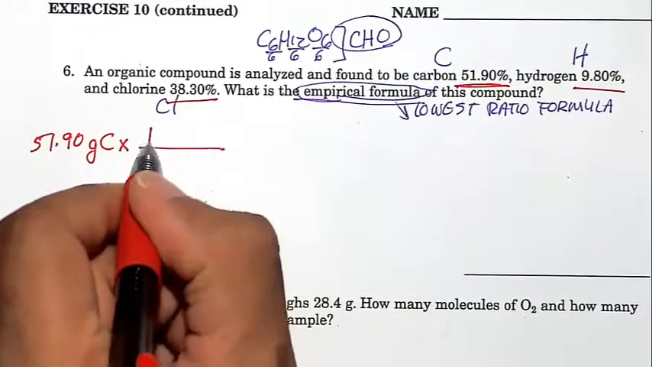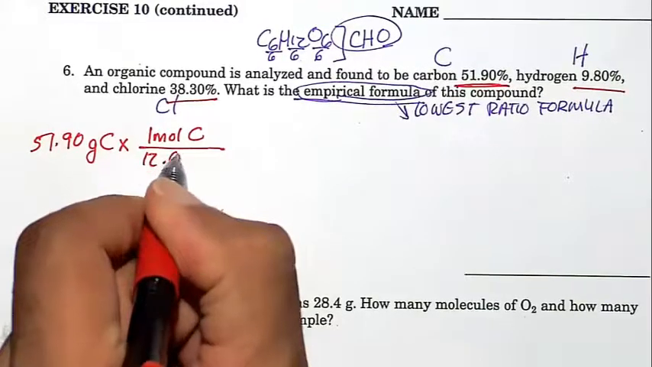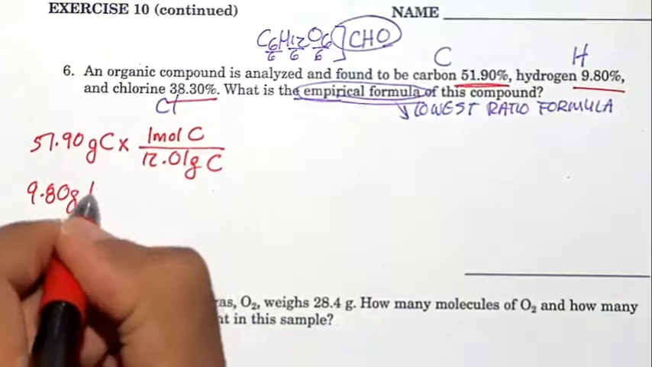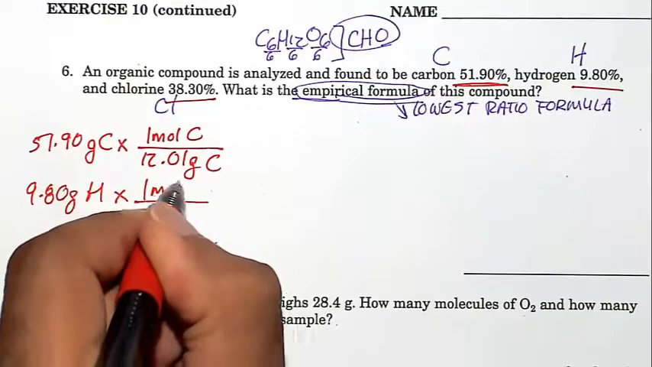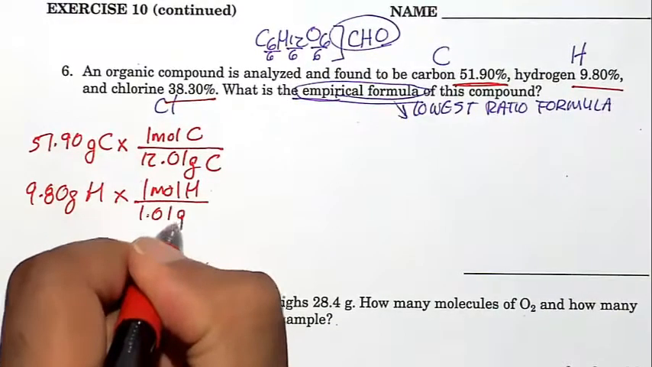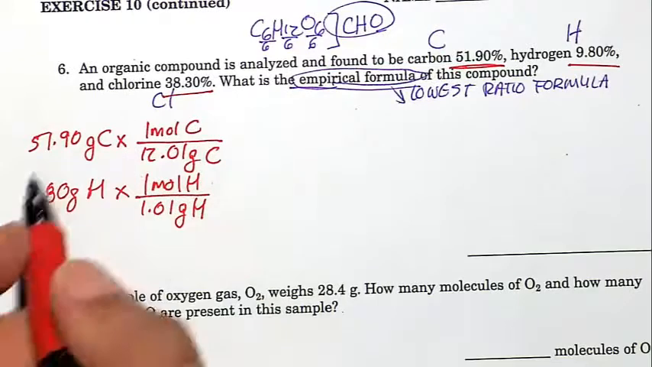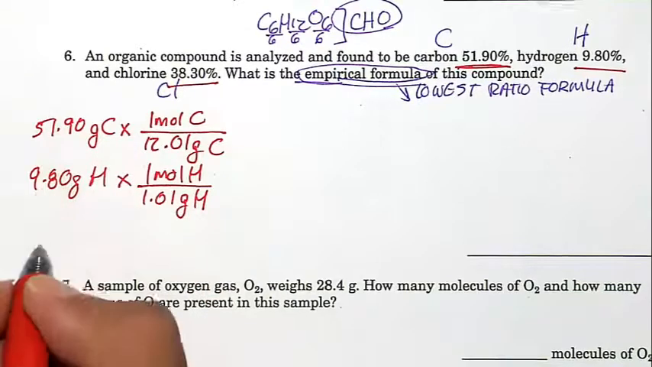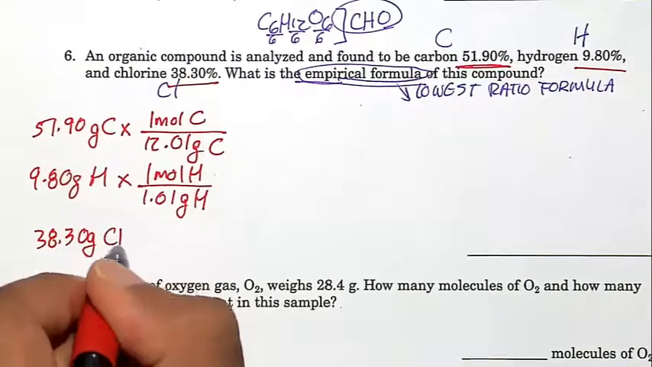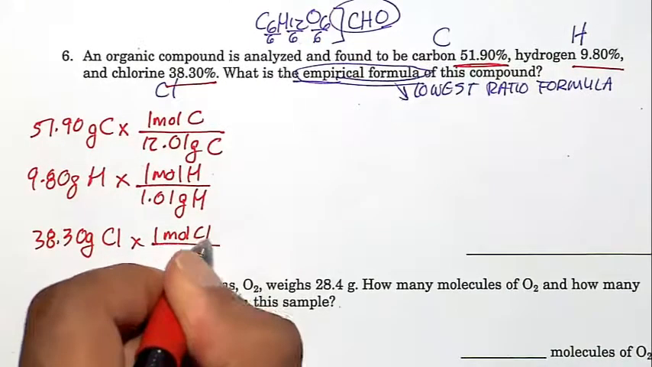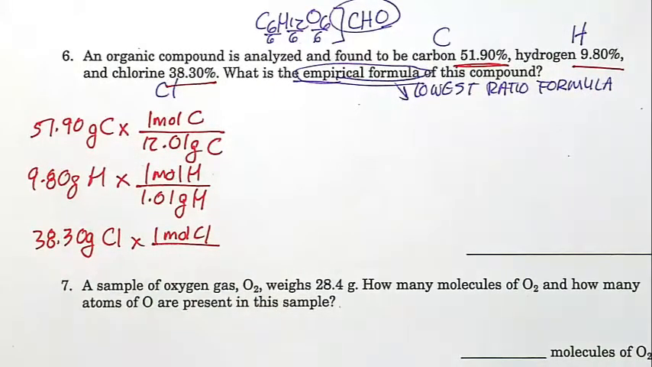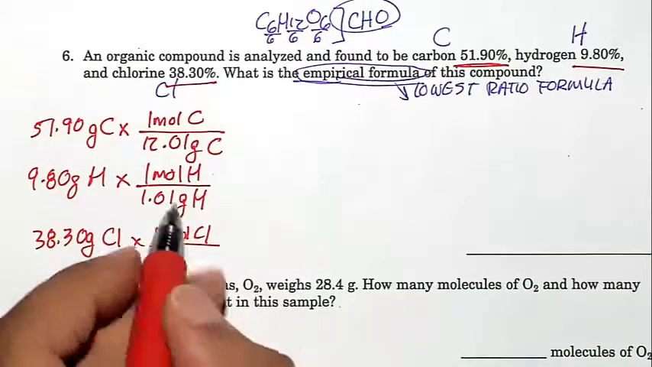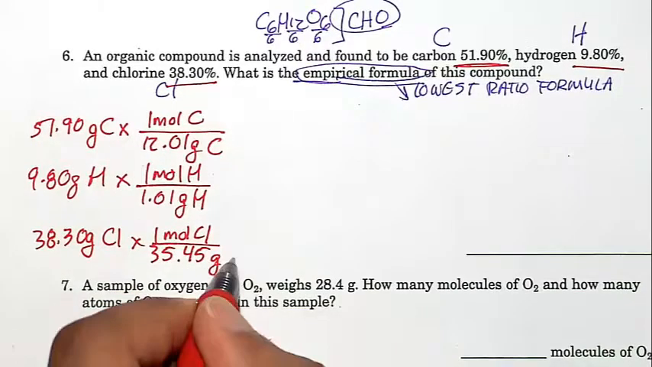Convert that to moles. For every 1 mole of carbon, I have 12.01 grams of carbon. I have 9.80 grams hydrogen, and we know that for every 1 mole of hydrogen, we have 1.01 or so grams of hydrogen. And if I set the total mass as 100, I'll have 38.30 grams chlorine, and I know that for every 1 mole of chlorine, I have 35 or so. Let me look this up in the table. According to the periodic table, 35.45 grams of chlorine.